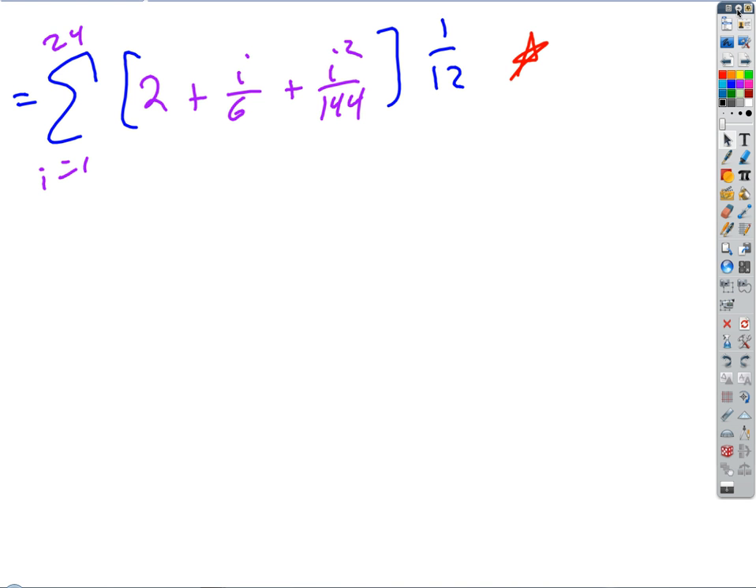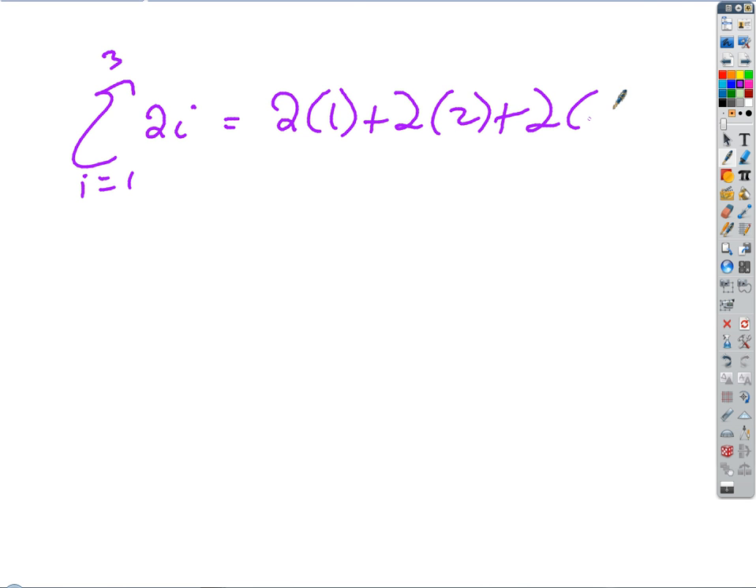So we can break that into pieces then, right? We can break it into 3 separate sums. So let's do the first one: the sum of 2 from 1 to 24 plus... What do you suppose I can do with that 1/6?